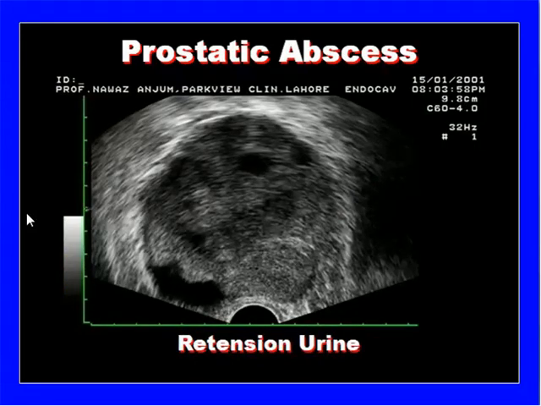Prostatic abscess. Here you can see a hypoechoic area which indicates there is some collection of pus or inflammatory material, and this leads to the retention of the urine because of the increased size of the prostate, and there is resulting retention, but this is a case of the prostatic abscess.